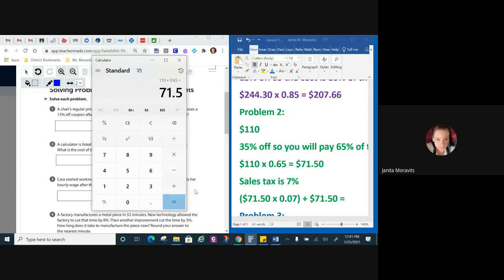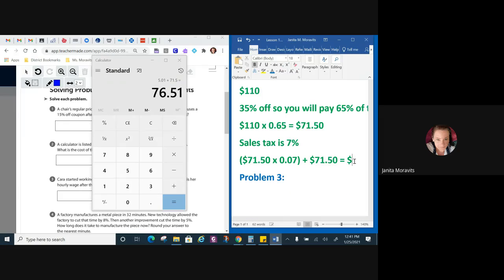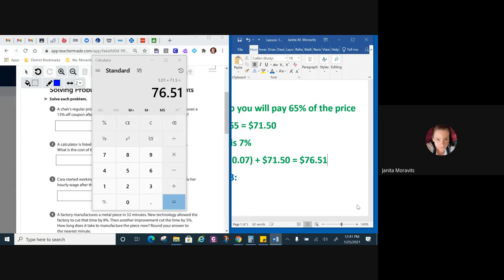We've already got our 71.5 times 0.07. All right. Now it looks like it's going to be $5.01. So you're going to have to round that up to $5.01. And then you're going to add your 71.50. So in total, you're going to pay $76.51. All right, there we go.